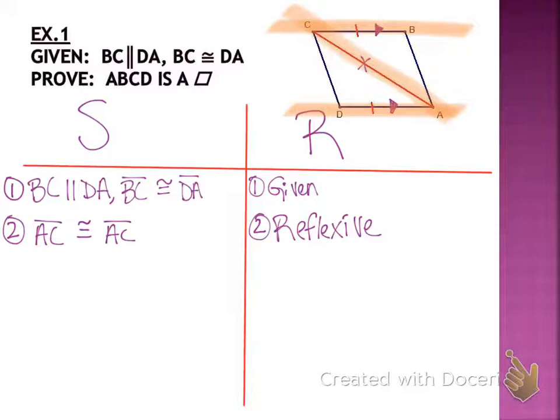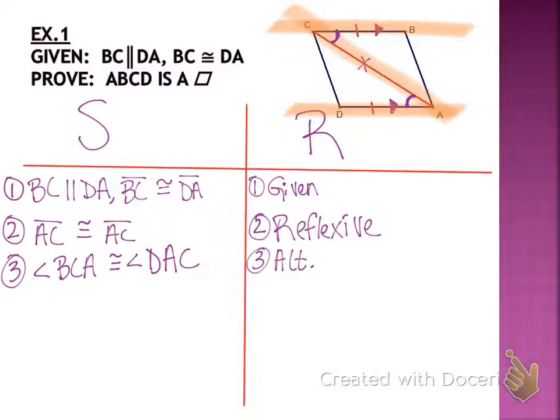Very good. So we could say that angle BCA, which is this one up here, is congruent to angle DAC, which is the one down here. And how would we know that those are congruent? What's their relationship with those parallel lines? Very good. They are alternate interior angles. So alternate interior angles on parallel lines are congruent.